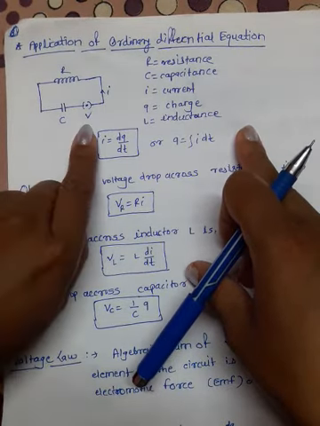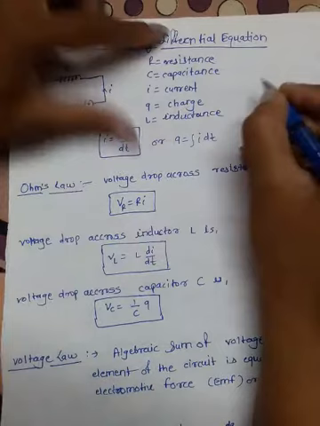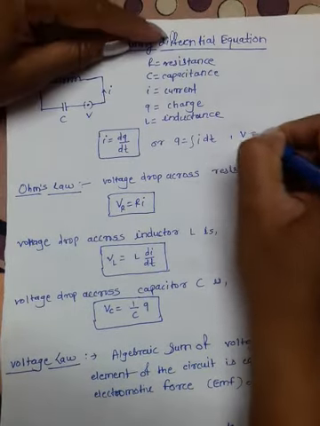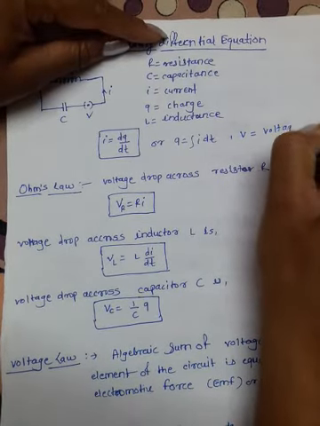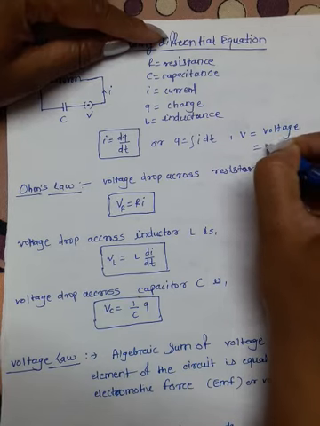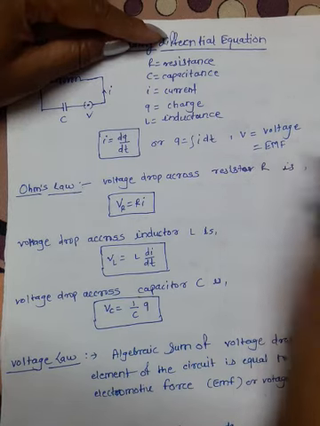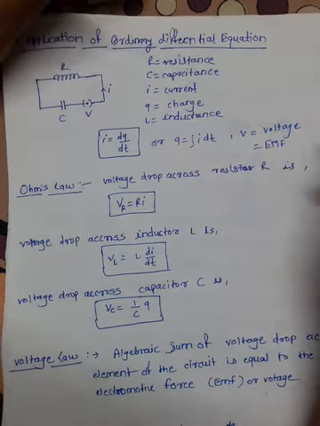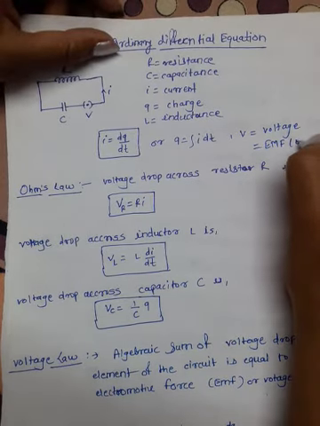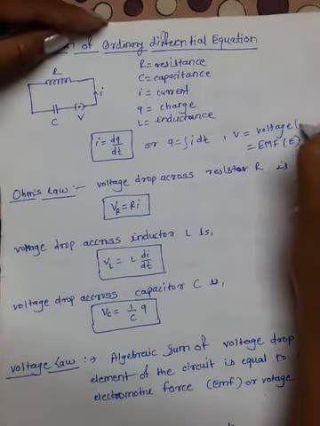I is the basic current. V is the voltage. V is called voltage or electromotive force. We call it as EMF. Okay, EMF or voltage V.